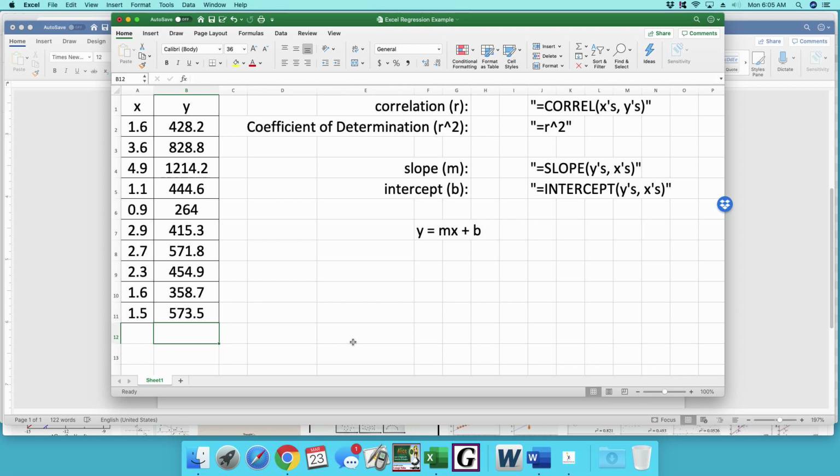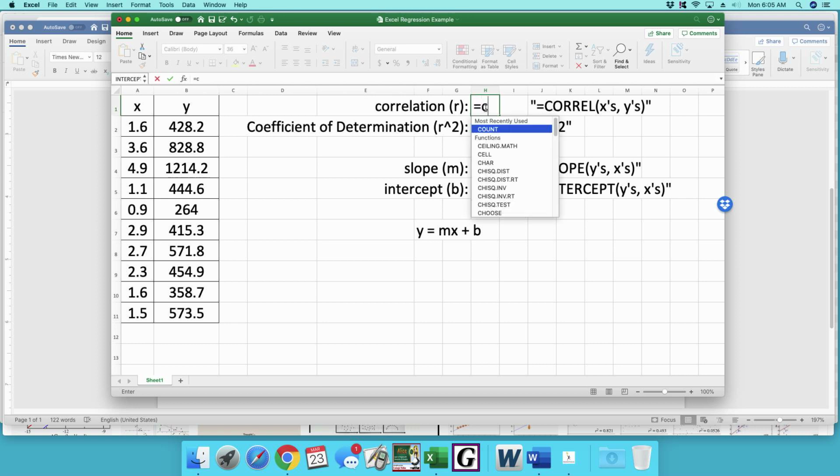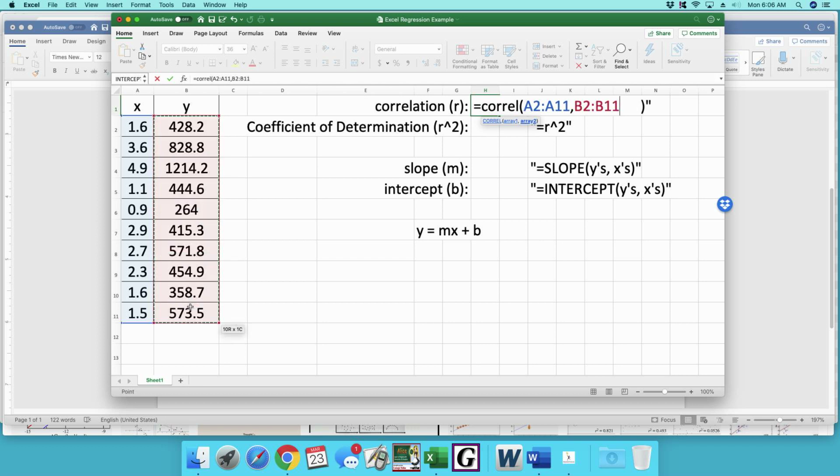Alright, now that you have it open, the first thing we're going to do is we're going to calculate correlation. So in this cell, right next to R, or correlation, do an equal sign, write the word correl. It could be lowercase or uppercase. Put a parentheses. Highlight all your x's. Put a comma. Then highlight all your y's. Then close your formula with a parentheses and press enter.